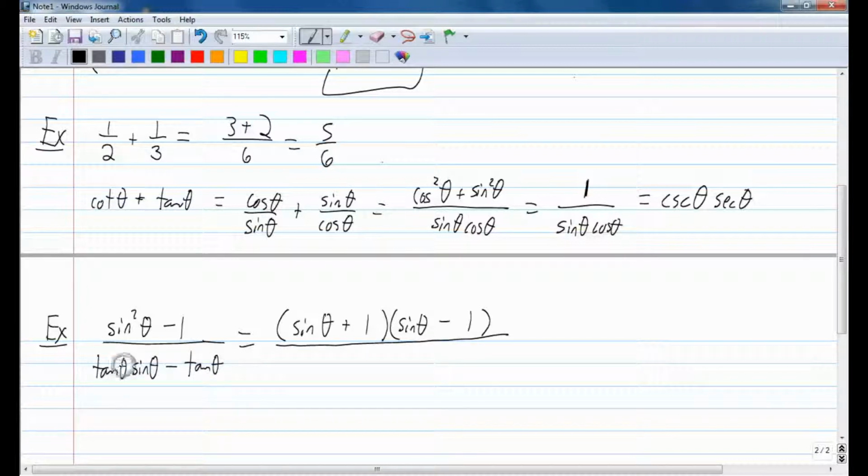In the denominator, they both have a tangent. Both terms have a tangent theta in common. So I'd factor a tangent theta out. And that would leave me with sine theta minus 1. Alright, and now that I have the numerator factored and the denominator factored, notice that these factors here cancel out, and that just leaves me with sine of theta plus 1 over tangent theta. So factoring and canceling out is always an option too, so don't forget that.